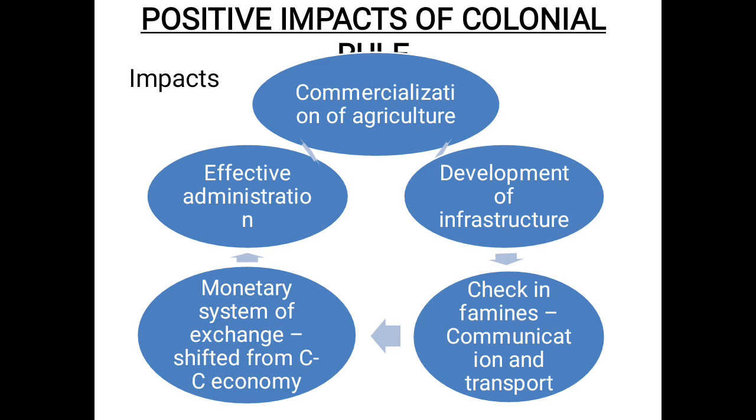Our monetary system had been completely changed. It shifted from the CC economy. CC means commodity to commodity exchange. So the British company introduced money instead of this old system. Also, checking of famines, communication and transport. All these we have already discussed in various sections. So these were the positive impacts of colonial rule.